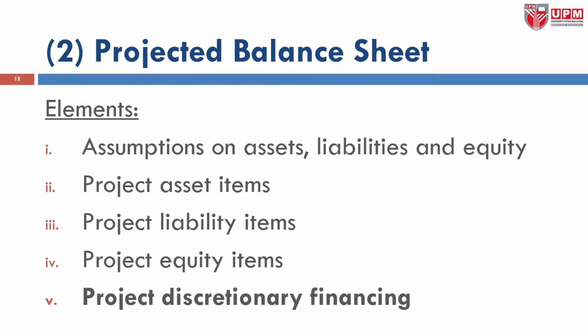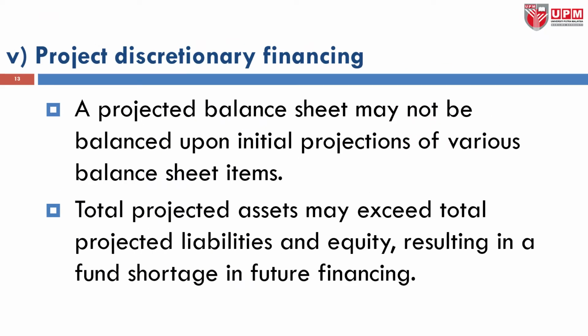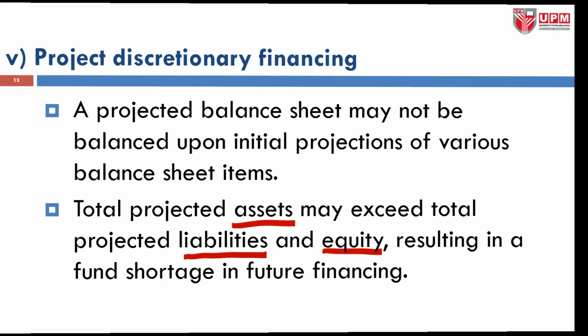The last element is projected discretionary financing. A projected balance sheet may not be balanced upon initial projections of various balance sheet items. So this is very common. The total projected assets may exceed total projected liabilities and equity. It is not balanced, resulting in a fund shortage in future financing.